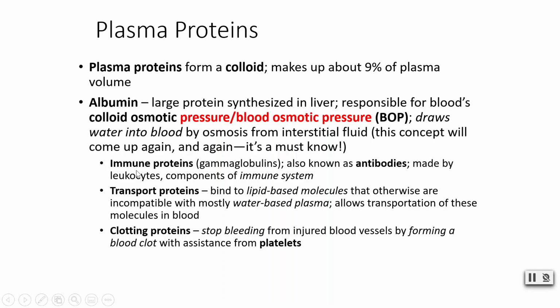And then we did mention the immune proteins, the immunoglobulins or the gamma globulins. You have probably heard these termed antibodies. Okay, so we mentioned that they play a role in your immune system. Most people can associate antibodies with their immune system. Transport proteins: some molecules have a harder time moving through your blood than others. If you are a lipid-based molecule, it's more difficult for you to float around in the water-based plasma, so we have transport proteins that help you move around. And then clotting proteins like fibrinogen work with the platelets to stop you bleeding if you've damaged a blood vessel.